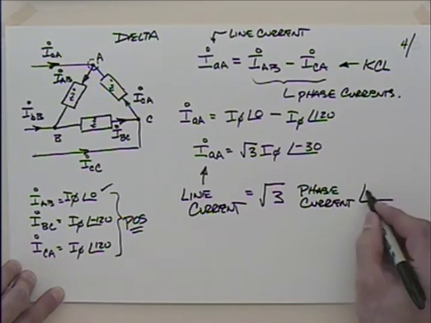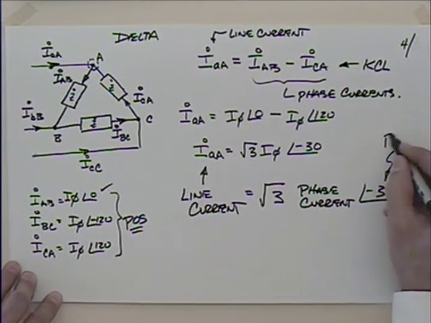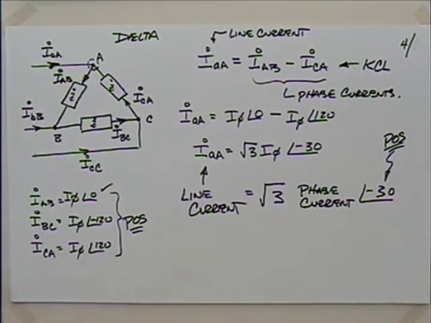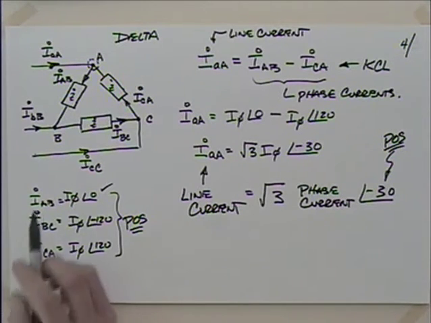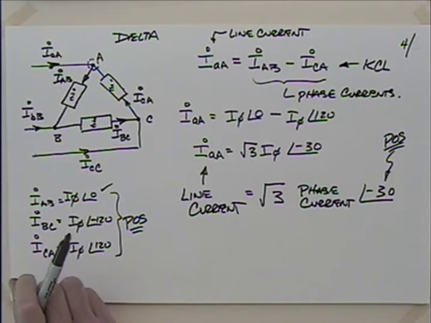And then I have to shift this by minus 30 degrees. And again, this is due to a positive phase sequence. If someone gives us a negative phase sequence, we're going to have to be careful of that, and I'll try and summarize that pretty soon. Does that make sense? The line current should be greater than the phase currents. I think that's true. Hopefully that makes sense.